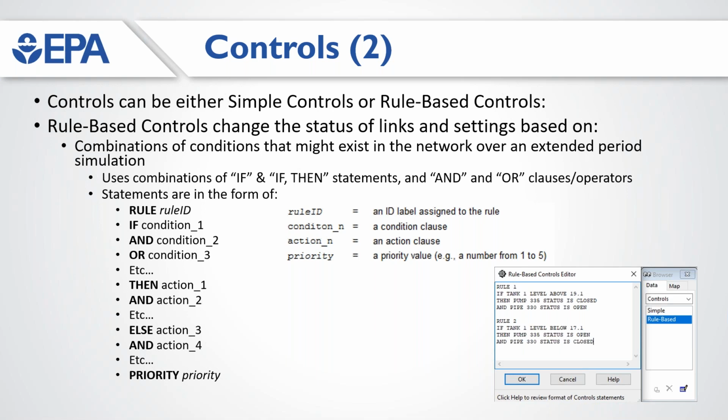Rule-based control is a little bit complicated. Basically, it's a combination of logic operations. You use if, then, and, or, and you set a priority.